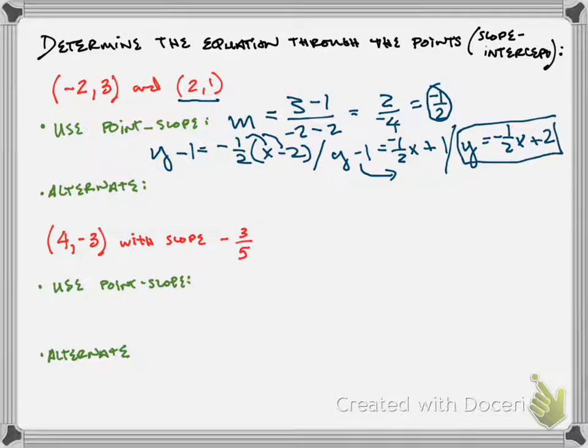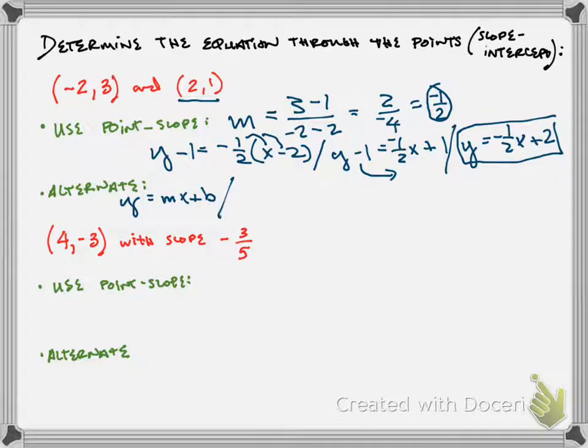Now, I want to show you an alternate way to come to the same result. So I know that the slope is negative 1/2, and I also know an ordered pair, 2, 1. If I'm trying to find slope-intercept form, instead of substituting into point-slope, I can also substitute into y equals mx plus b.